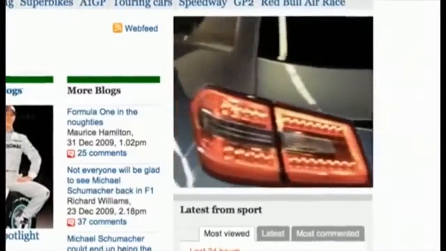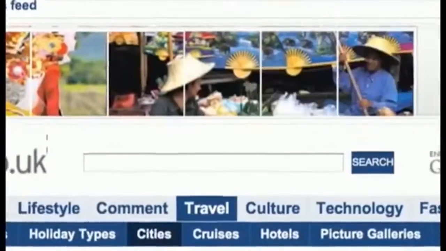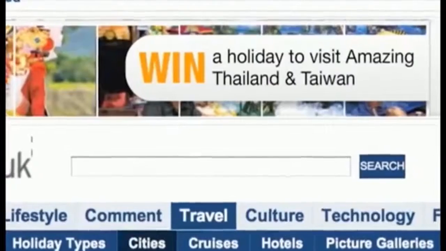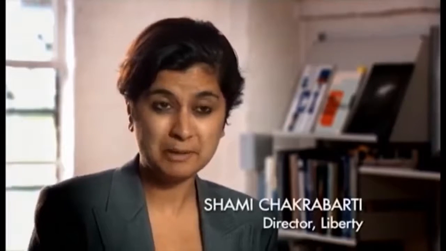Visit a car site, get car ads. Visit a travel site, get travel ads. It's that simple, yet also for many, deeply worrying. By monitoring somebody's web behaviour, you can build up a picture of who they're talking to, what they're reading, what they consume, and that can be an incredibly intimate and potentially powerful profile of somebody's life.